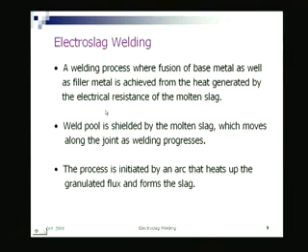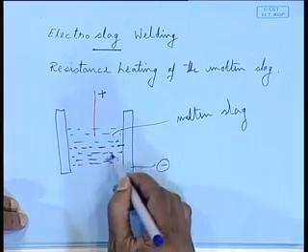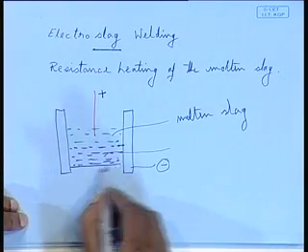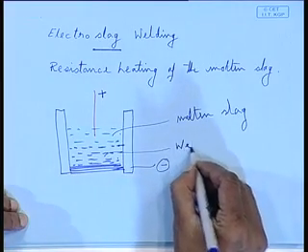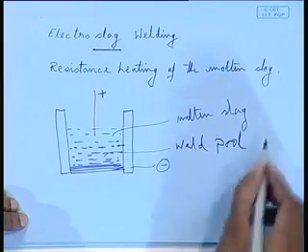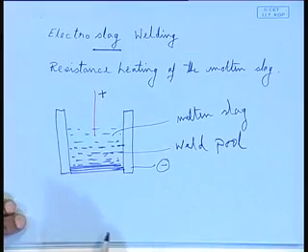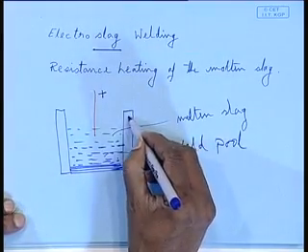So, what you see is that it's a fusion welding process definitely. Here the fusion is achieved from the heat generated by the electrical resistance of the molten slag, right. And the weld pool, as you can see in this schematic, this is my weld pool, and below that is the solidified metal. This is my weld pool, right. This is the base metal.